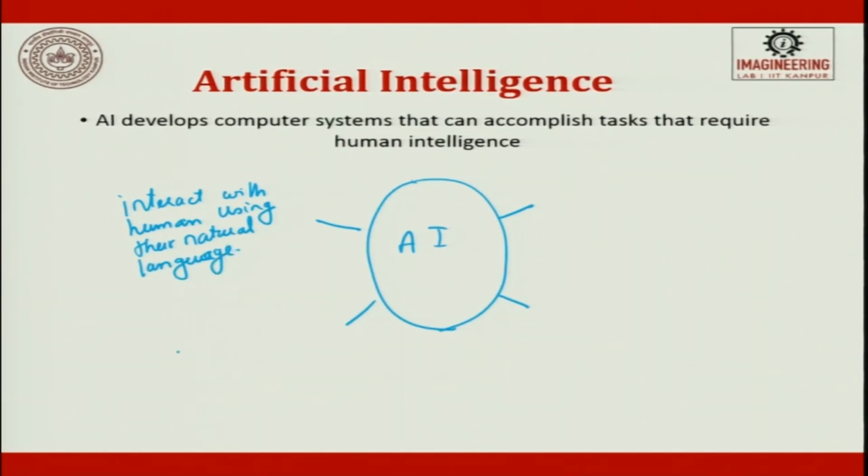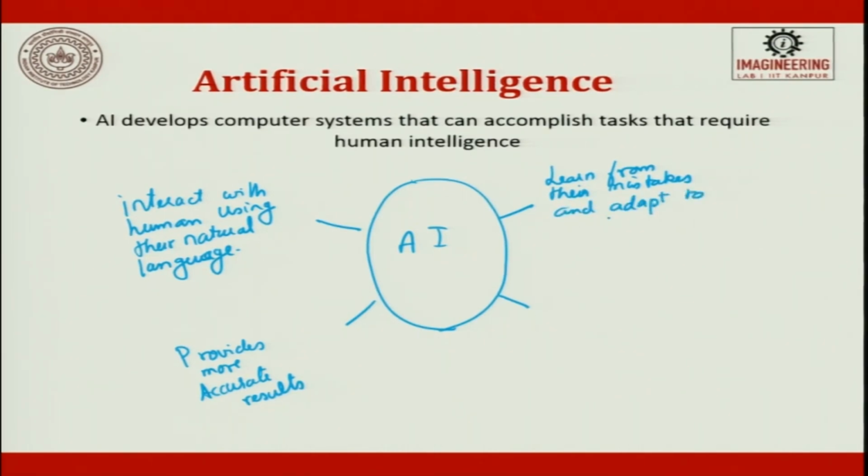The next one is that AI provides more accurate results. Then, learn from their mistakes and adapt to new environments.